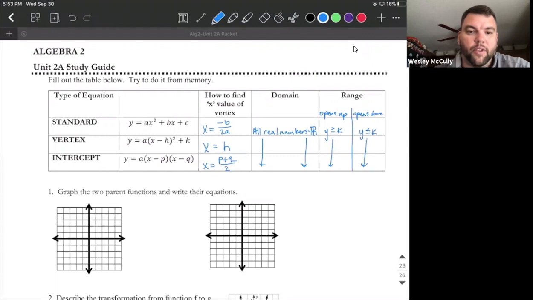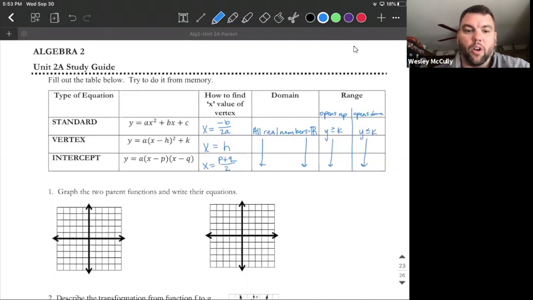To find the vertex in standard form, to find the x value, you use the formula x equals negative b over 2a. And in vertex form, x is equal to h. And in intercept form, x is equal to p plus q over 2.